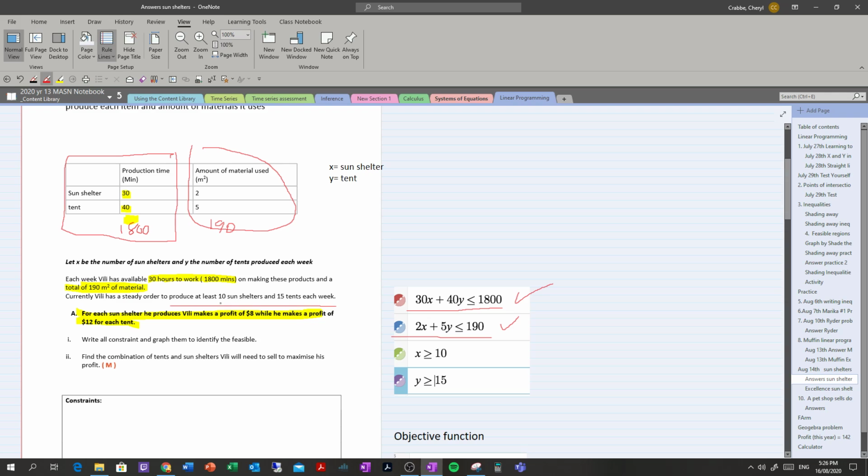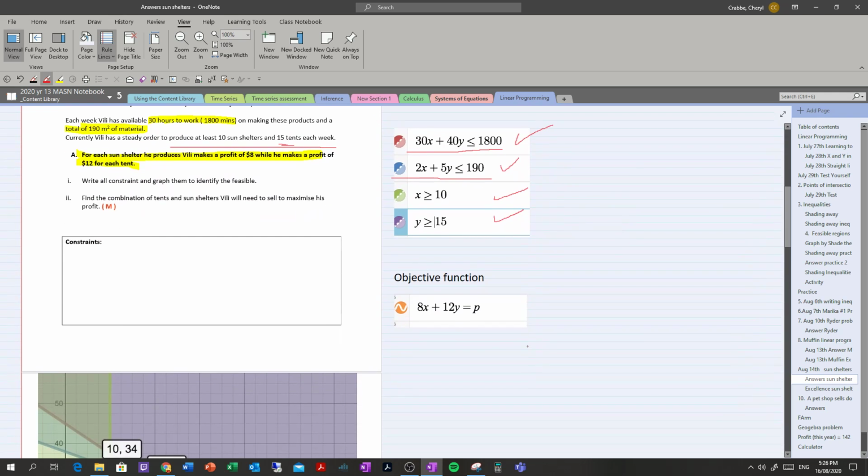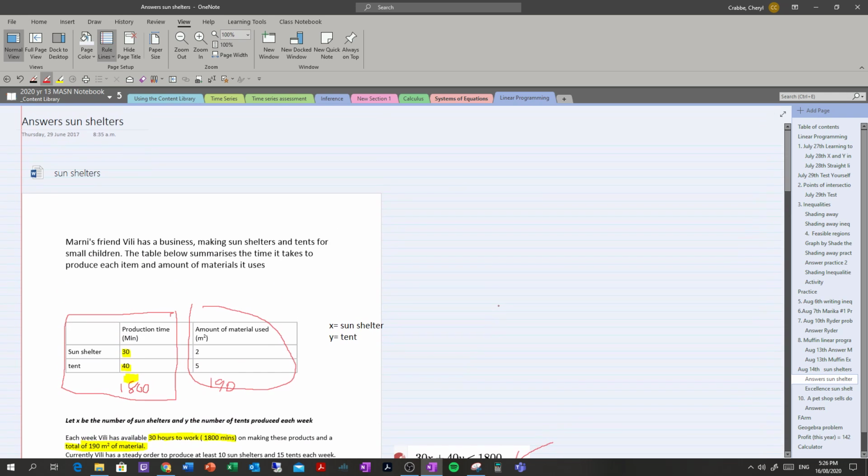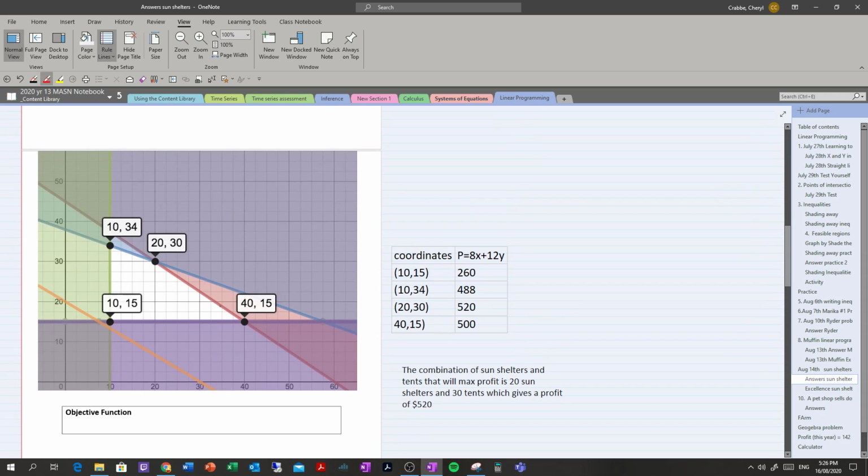He must produce at least 10 sun shelters. So at least means he can produce more than that, but he can't produce less than that. So that's x greater than or equal to 10. And for the 15 tents, y greater than or equal to 15. So I've got 4 constraints. So I'm going to go into Desmos, and I'm going to plot those, but I'm going to obviously shift the signs the other way, and I'm going to see what I get for my feasible region. So here's my feasible region, and here's my points of intersection: 10 and 34, 10 and 15, 20 and 30, and 40 and 15. I have 1, 2, 3, 4 vertices in my feasible region.